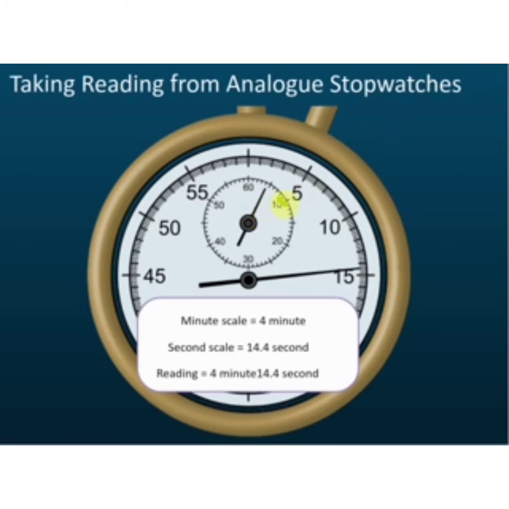A lot of students do not see this, because when this comes out in the exam, they show you this diagram and want you to give the reading, and the students straight away say, oh, 14 point something. Some students give 14.2, and some give 14.4. That's all. They do not read the minute scale. So you must give your reading as the minute scale plus the second scale. That is how we take the reading.